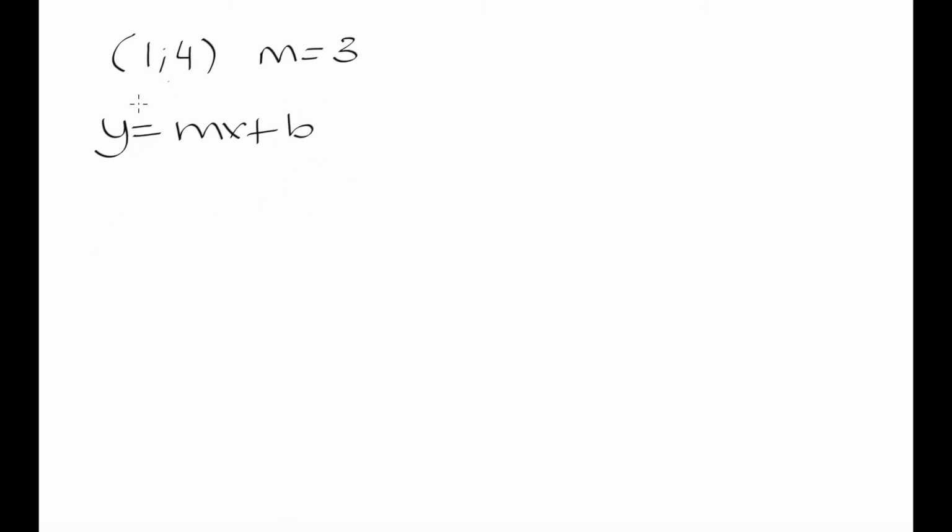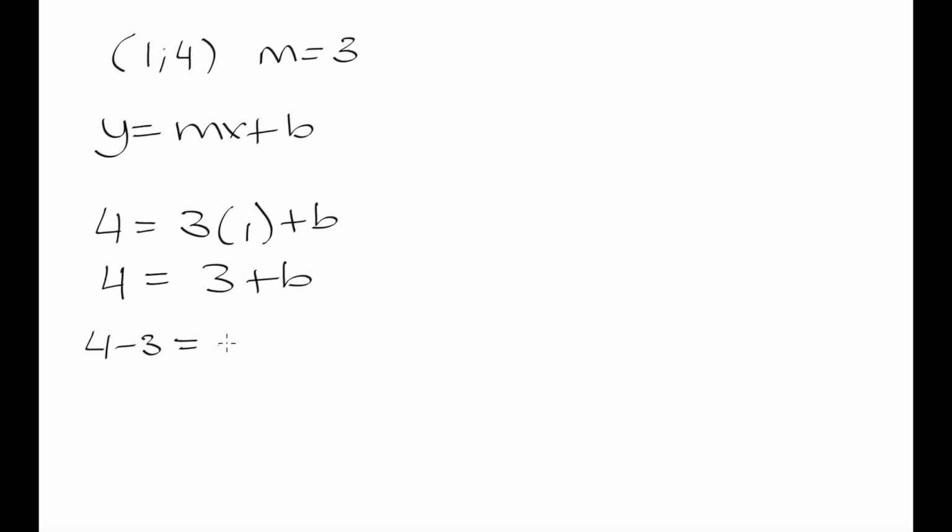So let's put in our value for y, which in this case is 4. So 4 is equal to m, which is 3, times x, which is 1, plus b. And if we simplify, we know that 4 is equal to 3 plus b. And if we want to solve for b, we need to subtract 3 from both sides. So 4 minus 3 is going to be equal to our b value. And 4 minus 3 is 1. So we know that b is equal to 1.